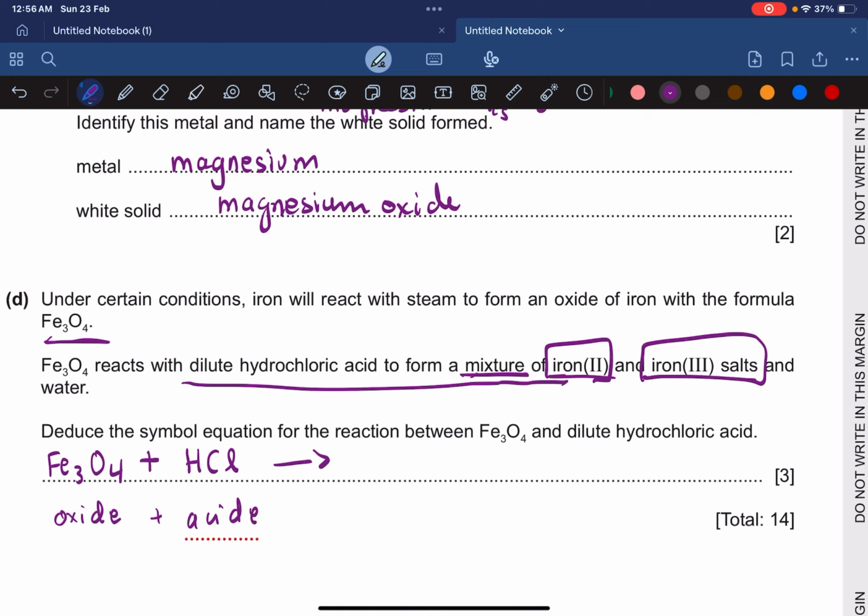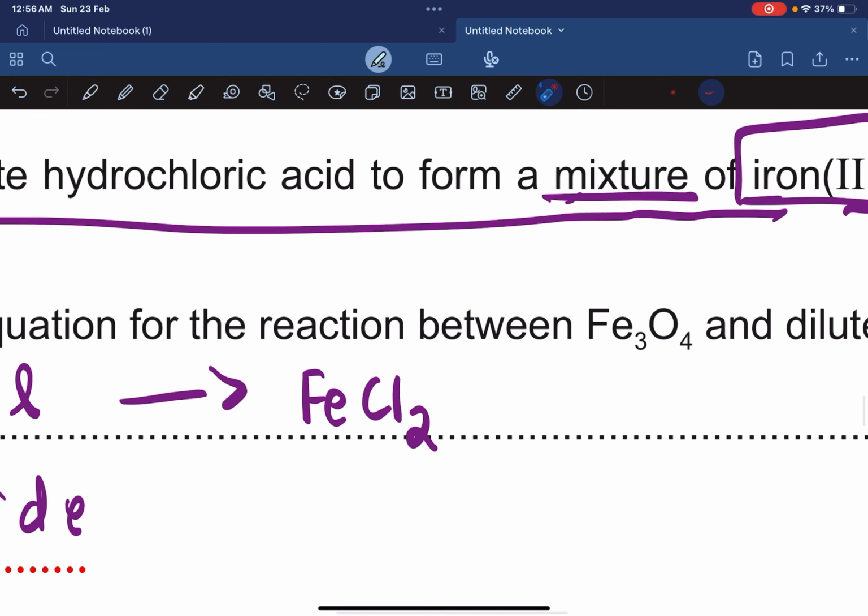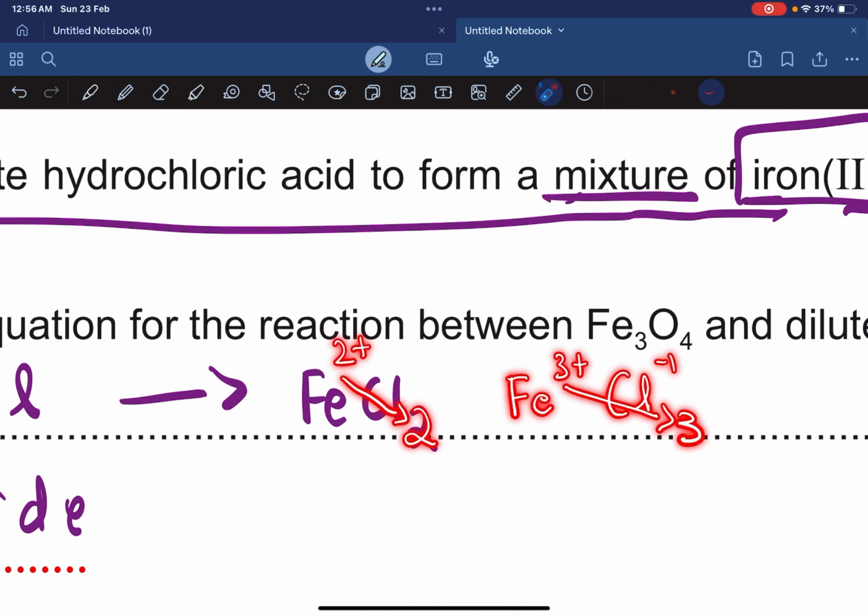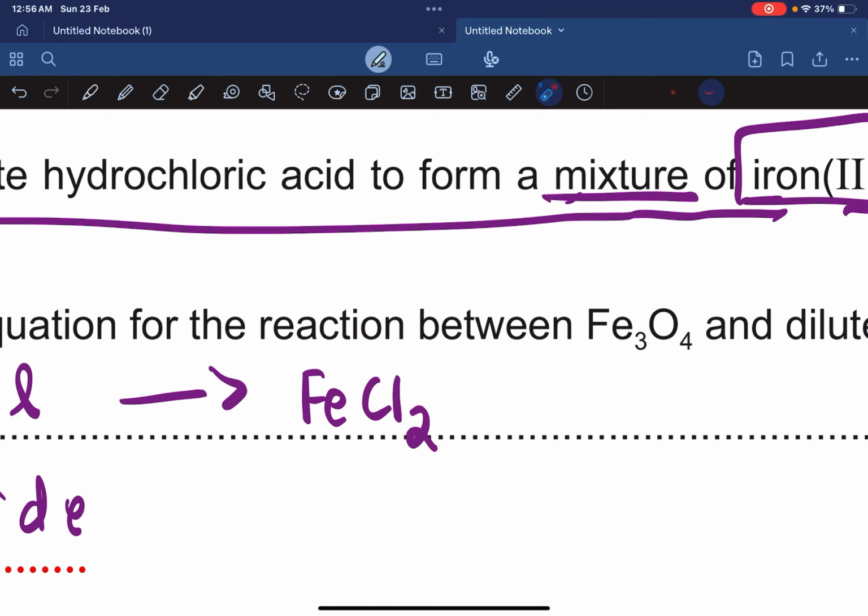So it's going to be iron 2 chloride. It's going to be FeCl2. This is iron 2 chloride. Why? Because iron 2 means iron has a charge of 2 plus, and this 2 goes down over here with the chloride. So iron 3 will mean iron has a charge of 3 plus. Chloride is -1, so it will be FeCl3. This 3 goes down here, this 1 comes here, and 1 we don't write, so it's going to be FeCl3.